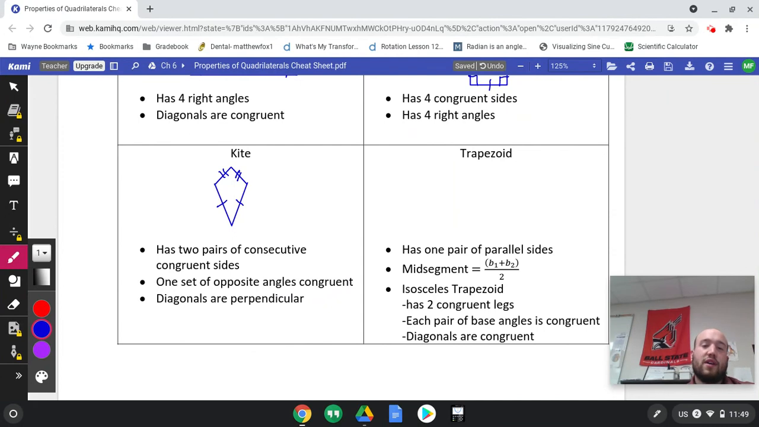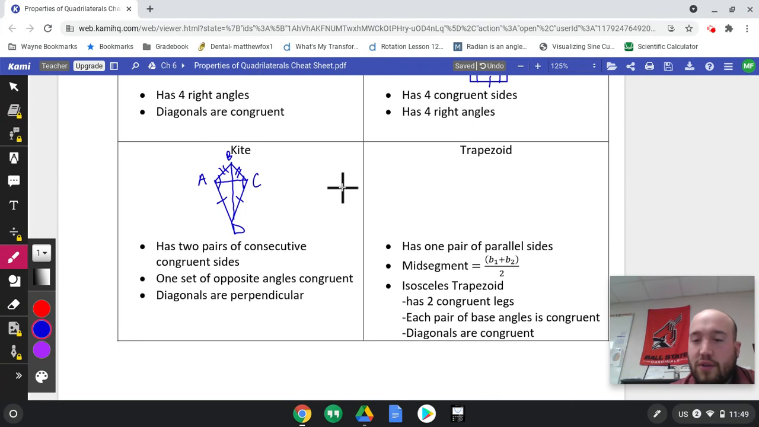Now we know that we're going to have one set of opposite angles. It will always be the ones in between the sides that do not match. So if it was A, B, C, D, it would be A and C. We also know the diagonals are perpendicular, meaning they form right angles there in the middle. Not my best on the diagonal, but those are right angles in the middle.